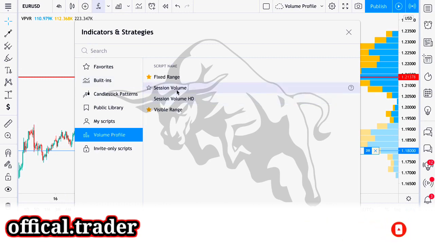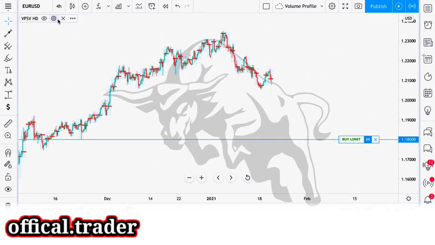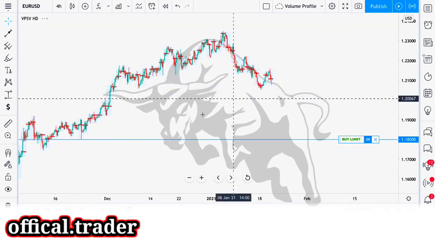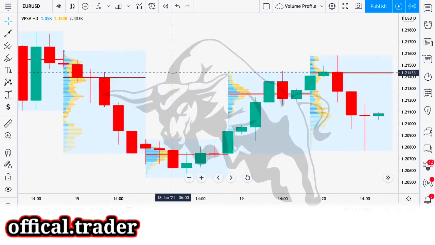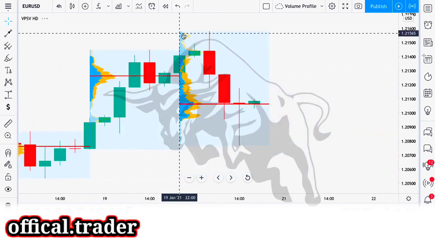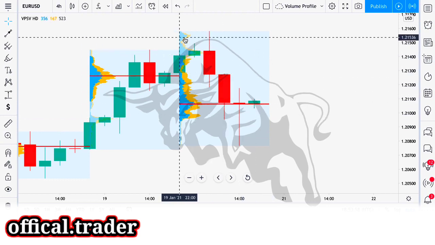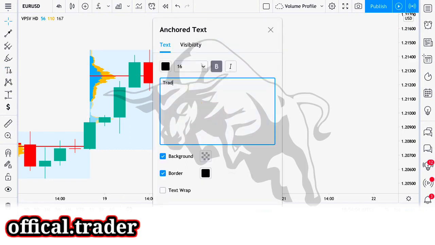Now we'll show you one more example in this video, and this is with Session Volume HD. Session Volume and Session Volume HD show you how much volume was traded throughout a specific session, right? So see how this blue area shows you the volume profile? This is a single trading session. We'll actually write this note. This is a single trading session, this blue area.